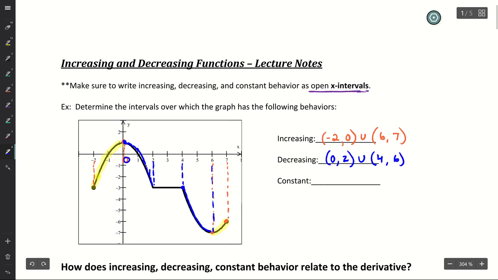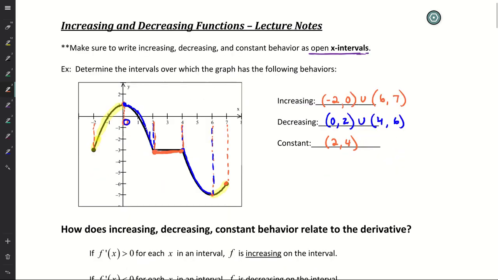And then the final question is, where am I constant? So constant means that we have no change as we go from left to right as far as an uphill or downhill motion. It looks like we're constant in that area. Looks like we're starting at 2 and ending at 4. So constant from 2 to 4. So the big thing here to remember is that when you're actually writing the answers for these intervals, you never include the endpoints. Whether or not the endpoints are included on the graph or not is irrelevant.